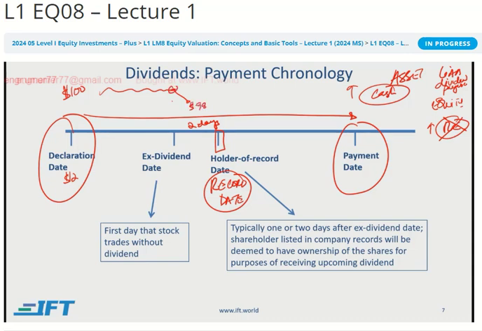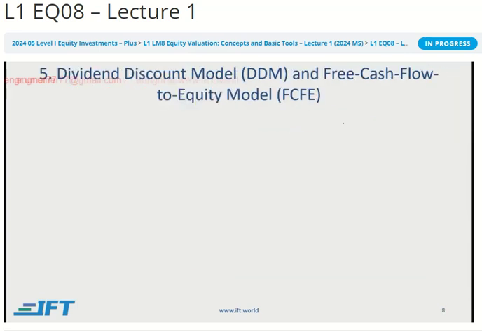Because if somebody buys it here, they will get that $2 dividend. If somebody buys the stock here, they're not going to get that $2 dividend. So at least they should get a reduction on the price. So that's what happens. And then of course, whoever's names appear on the record date, on the payment date, they get paid. Right, let's take a break here.